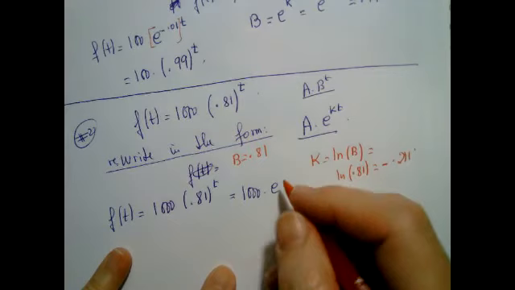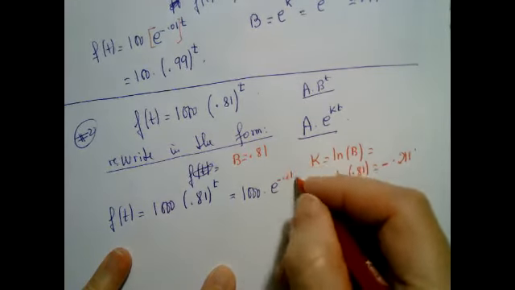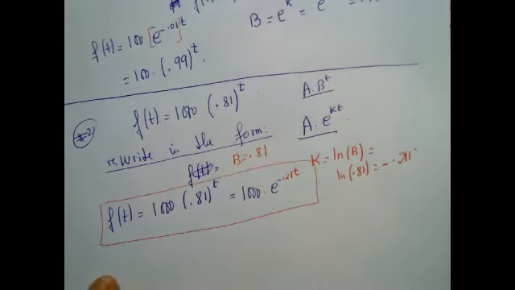Okay, so that's my k. So it's going to be minus 0.21, and that is the t in here. So that's how we converted to this format.